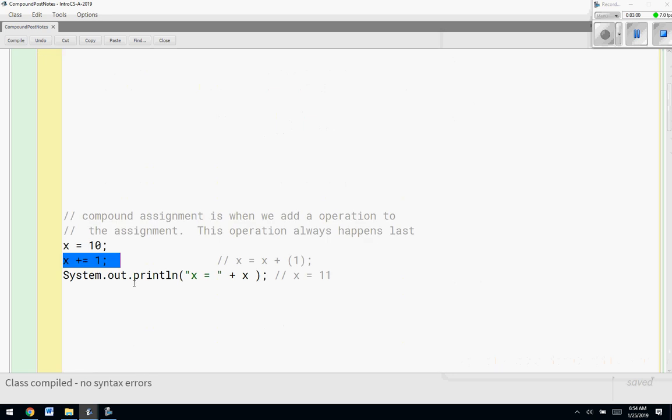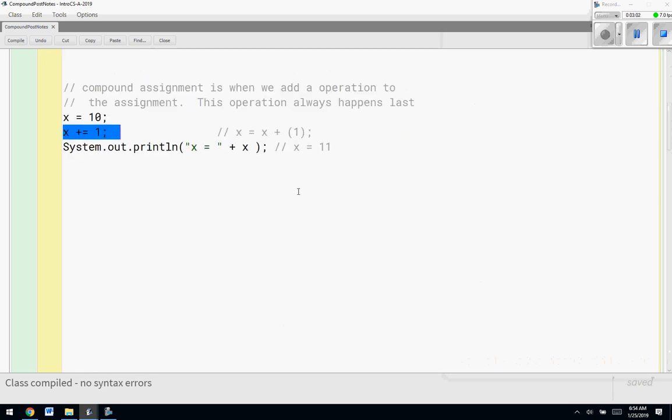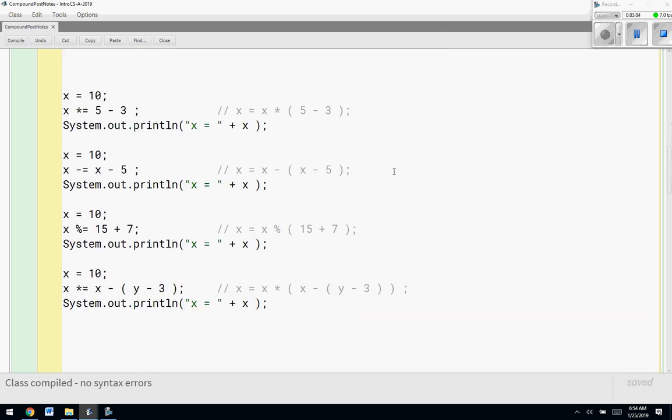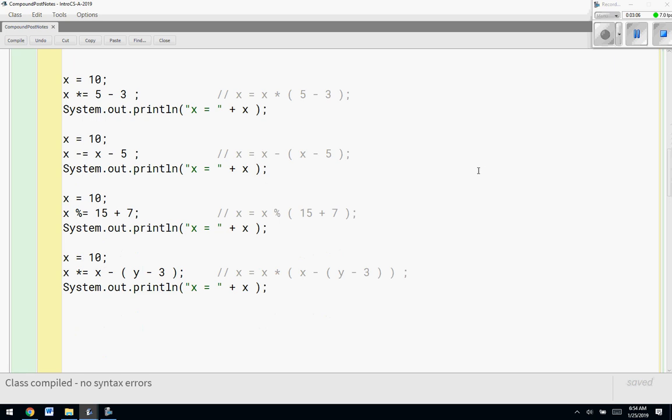So I've got a series of lines here that demonstrate conceptually how this works. So again, I said x equals 10. X times equals 5 minus 3. Again, this times goes last. So here's what it looks like. X equals x times, and then this is in parentheses, 5 minus 3. Because this times equals goes last.